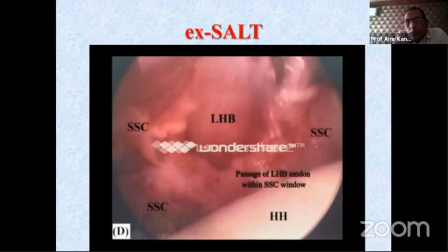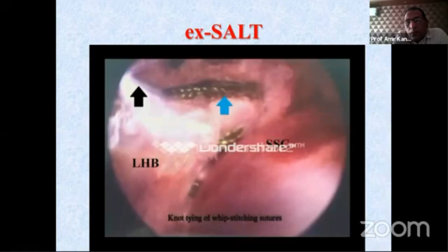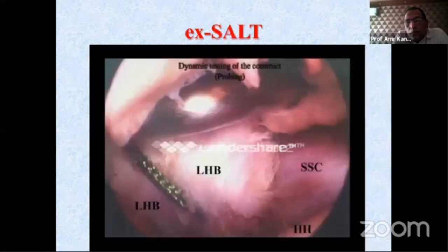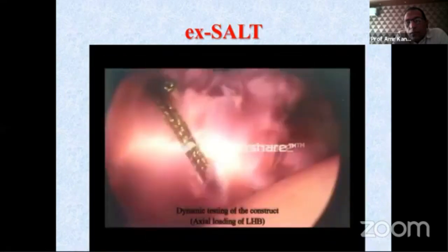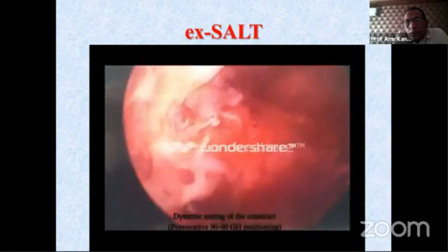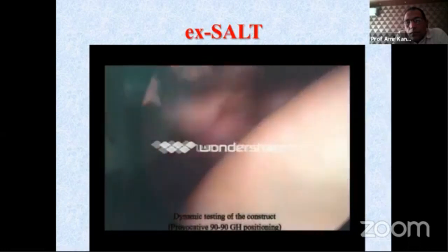Retrieved sutures are pulled until the whip-stitched long head of biceps tendon is shuttled through the subscapularis window into the glenohumeral joint. Next, a limb of the retrieved proximal whip-stitching suture is tied to a whip-stitching suture, and the knot is forced down the cannula by a knot pusher still resting over the long head of the biceps tendon. Knot tying eventually results in suturing the whip-stitched end of the long head of biceps tendon over itself around 1 centimeter on top of the upper border of the subscapularis tendon. Integrity of the soft tissue is checked by probing, axial loading of the long head of biceps tendon and by provocative 90-90 glenohumeral position.